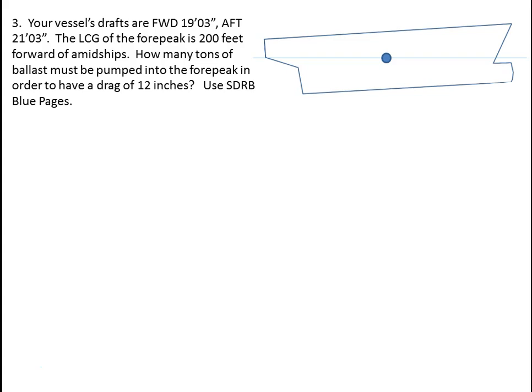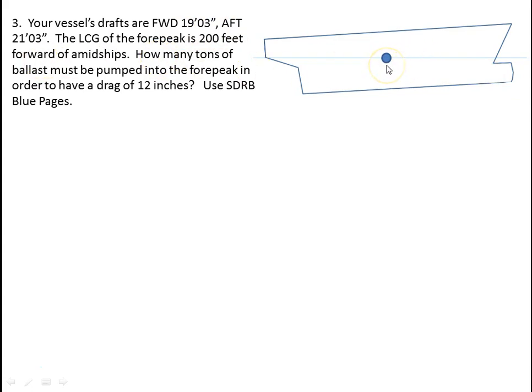And this is a pretty simple trim problem as trim problems go. In this situation we have a vessel that has a forward draft of 19'03" and an aft draft of 21'03". That means we have a 2-foot drag where the stern is 2 feet deeper than the bow. And we're going to pump water into a spot that's 200 feet forward of the longitudinal center of gravity. This forepeak here is 200 feet forward of amidships.